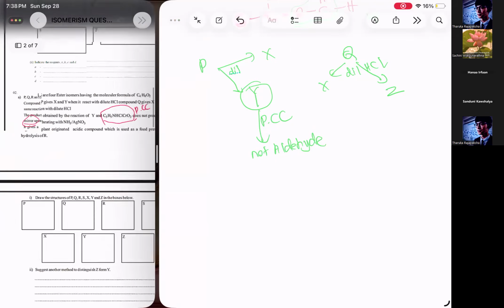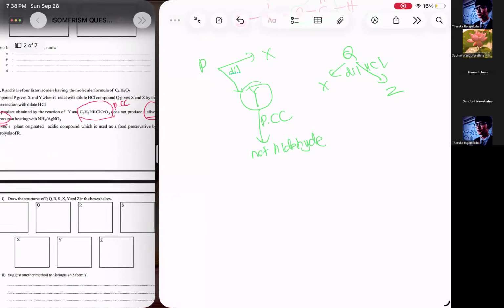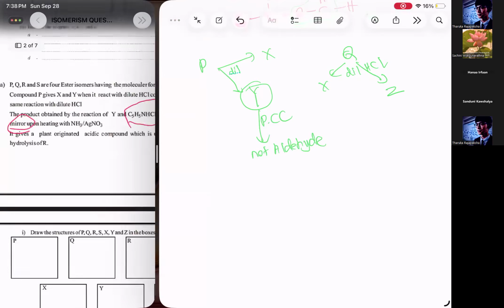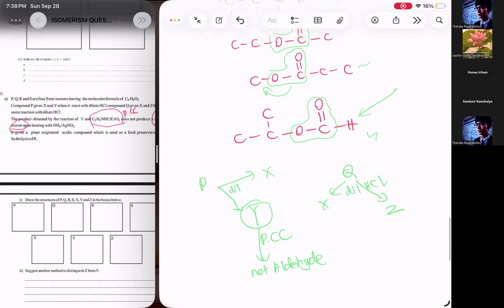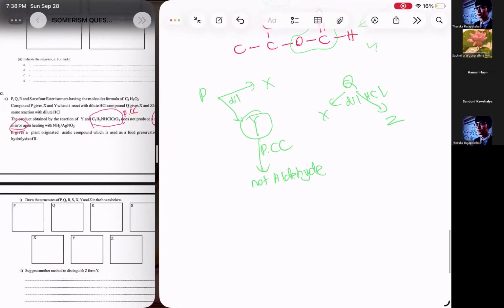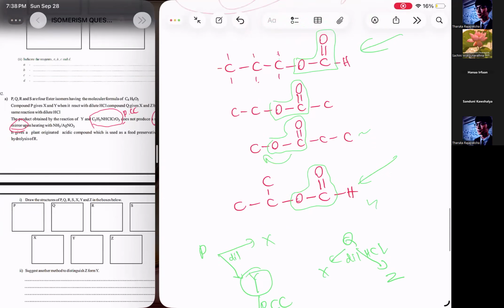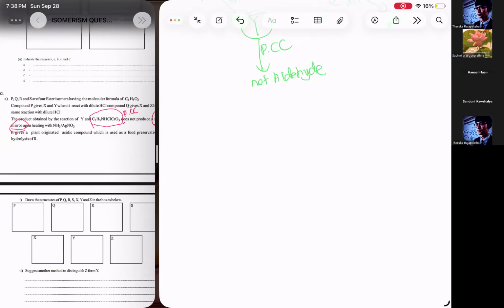It gives a plant-originated acidic compound, which is used as a food preservative, by hydrolysis of R. P, Q, R and S. So hydrolyzing R gives this food preservative. You know this. What is that? People, vinegar. You know vinegar, acetic acid. What is acetic acid? Acetic acid is this, CH3, CH2. This is acetic acid. So this one should be obtained from R.